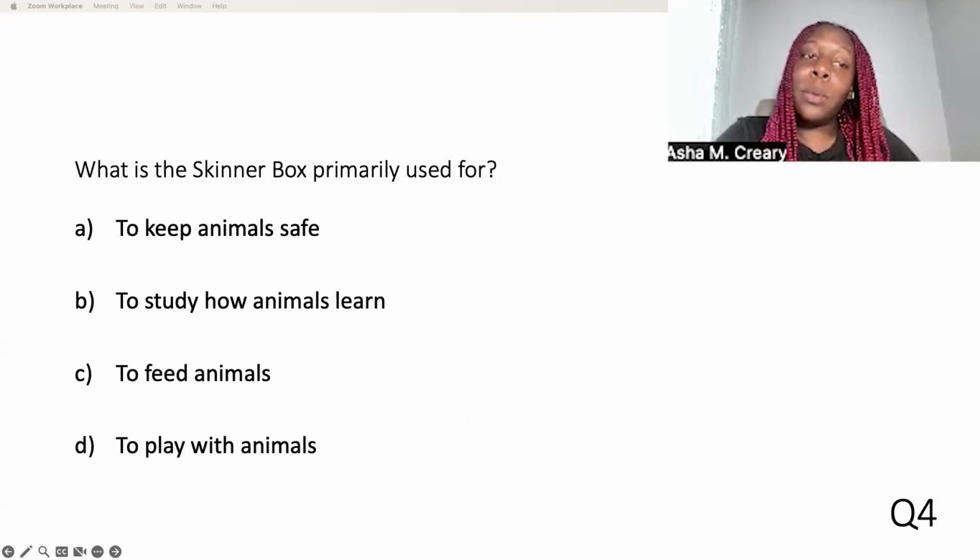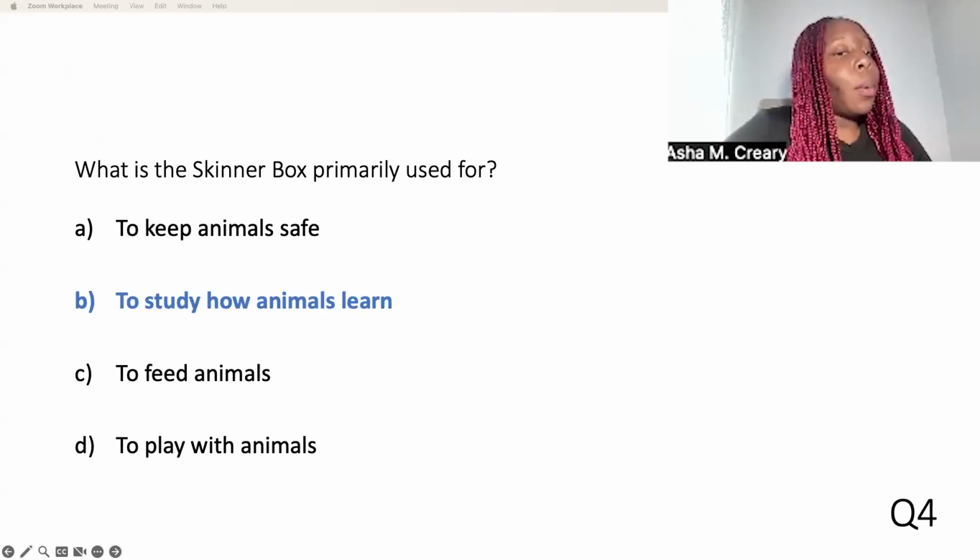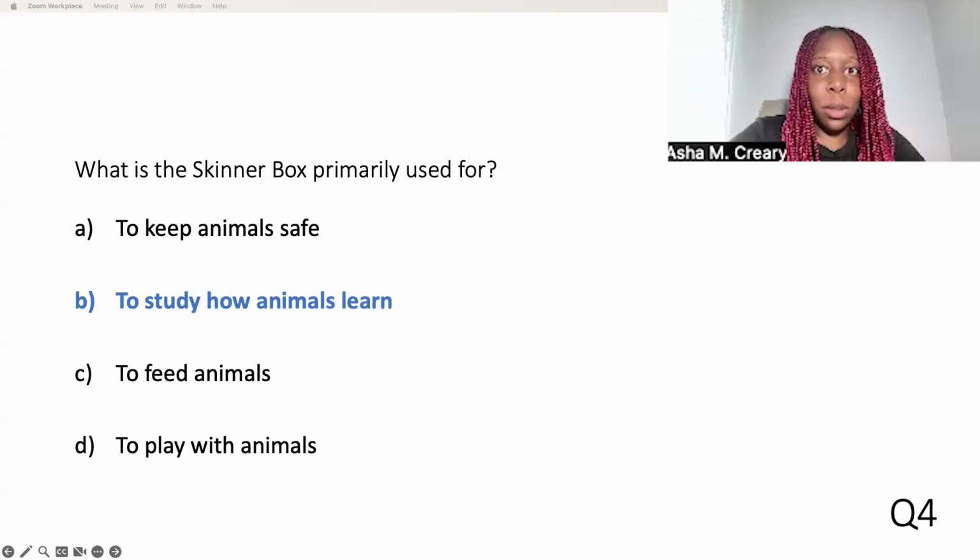Alrighty, and then we're going to get into the last question. What is the Skinner box primarily used for? A, to keep animals safe. B as in Bravo, to study how animals learn. C as in Charlie, to feed animals. D as in Delta, to play with animals. Alrighty, so it is going to be B as in Bravo, to study how animals learn.